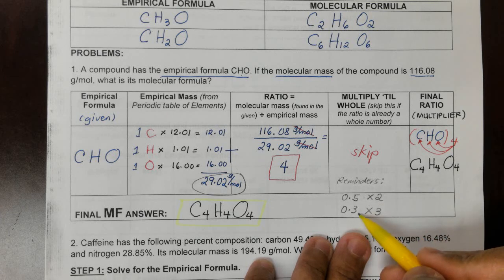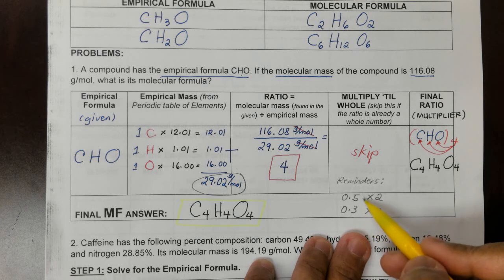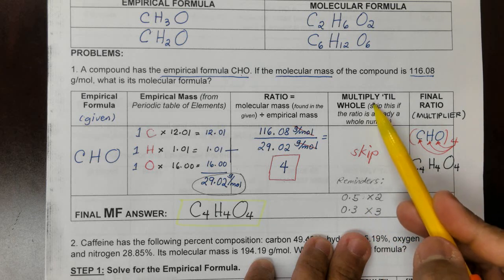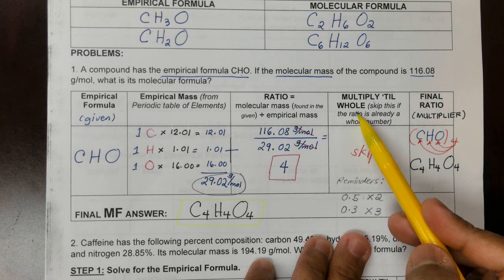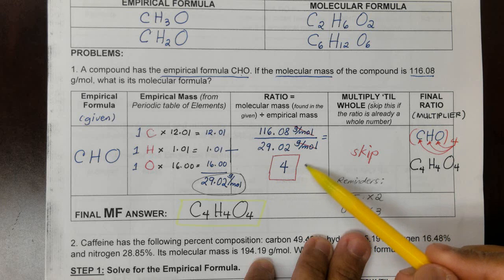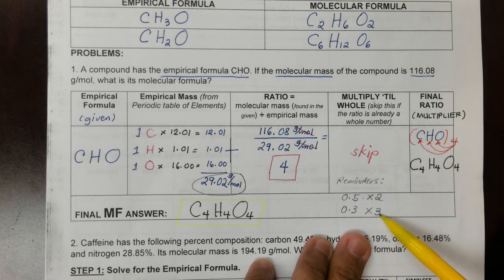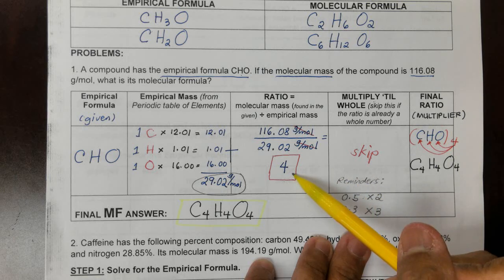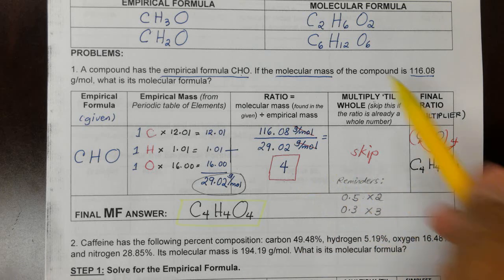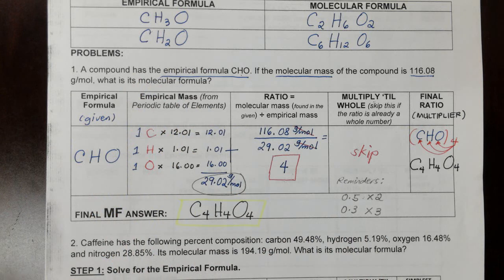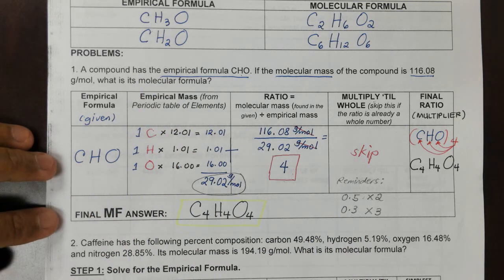So these are the only 2 possibilities under this multiply till whole that you can get when you get the ratio here. So any of these 2 possibilities. If you don't get these 2 possibilities, that means you get a whole number or very close to a whole number. And this is the entire process of getting the molecular formula of the compound.